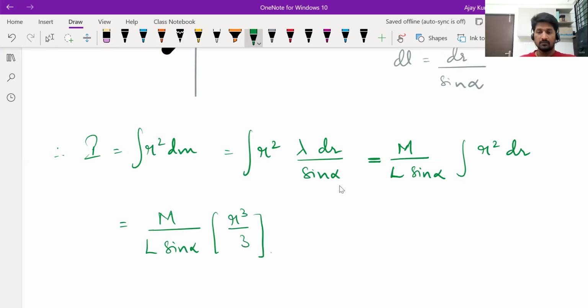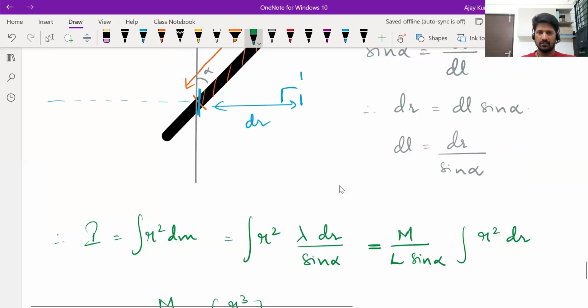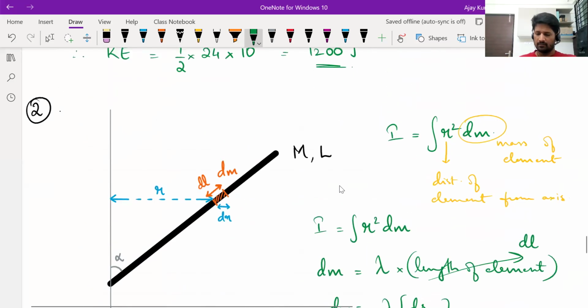Okay. But we have to substitute limits carefully. Tell me, for the first element of the rod, this bottommost element, how much is r? Distance from the axis, how much is it?